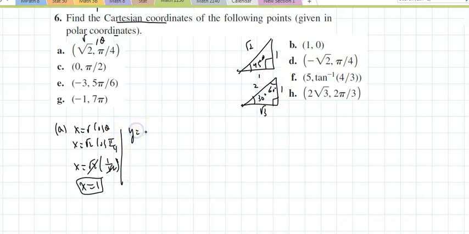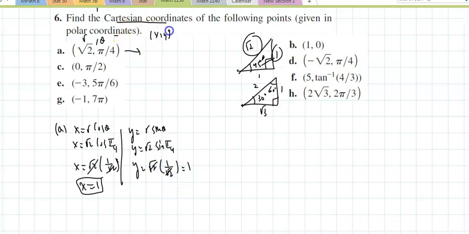I could say y equals r times the sine of theta. So y is radical 2 times the sine of pi over 4. And I could look at 45 degrees, which is pi over 4, and say the sine is the opposite over the hypotenuse. That is 1 over radical 2, which gives 1. So this point corresponds in x and y to simply the point 1, 1.